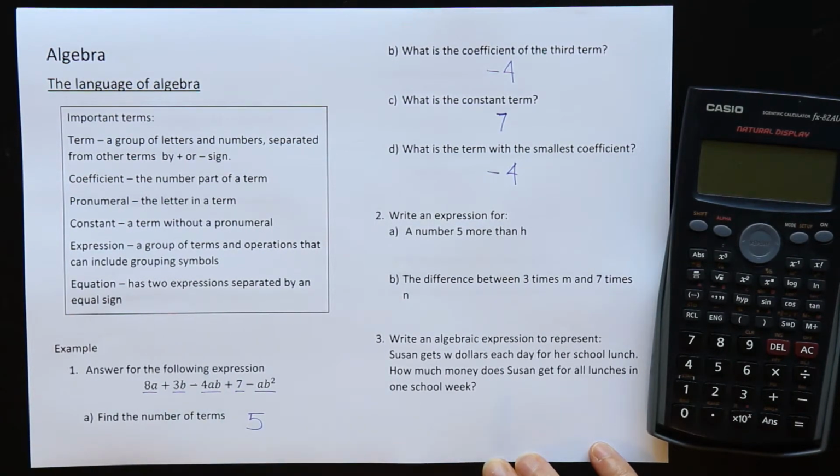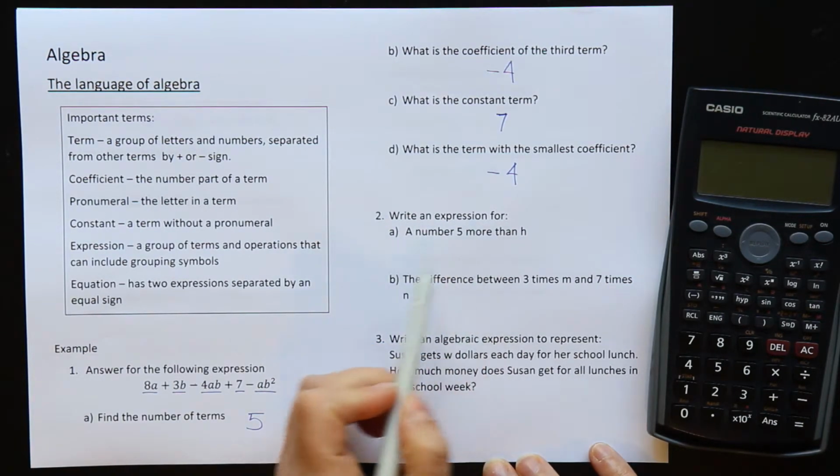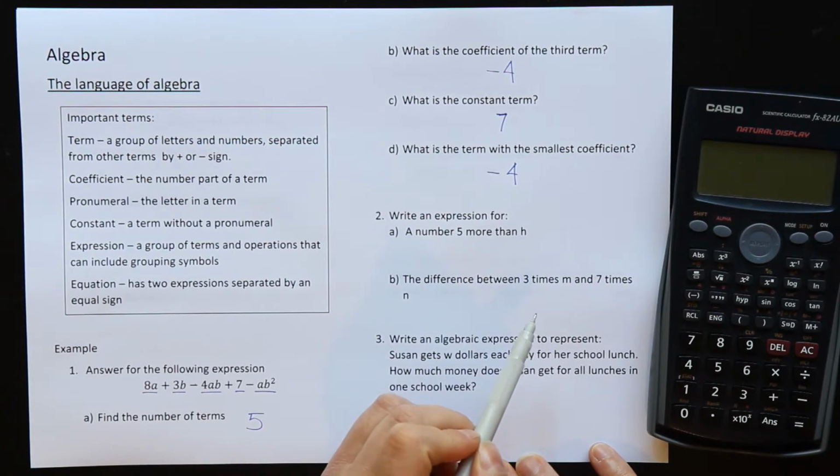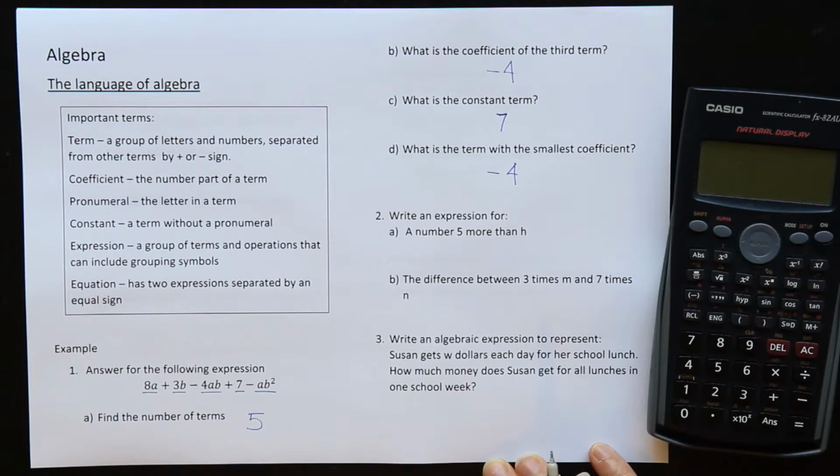Alright, so we're done with this expression. Let's have a look at question number 2. Write an expression for a number 5 more than h. So remember, an expression is just some terms that might have some positive and negative signs in there, maybe even some brackets. It's basically just algebra. We want some algebra terms to form an expression.